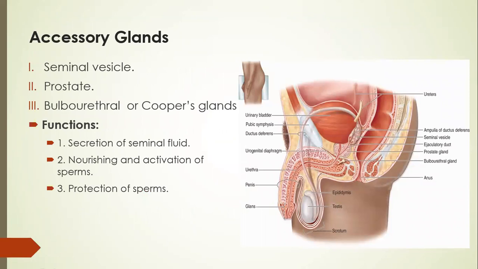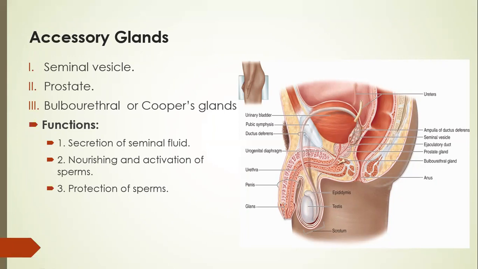Now coming to the accessory glands. Which are those? One is the seminal vesicle. So you can see here, this is the seminal vesicle. Then we have the prostate as well as the bulbourethral glands. Small glands here called the bulbourethral glands, also called the Cowper glands. So what are the functions of these accessory glands? Why are they present? Because they will secrete the seminal fluid.